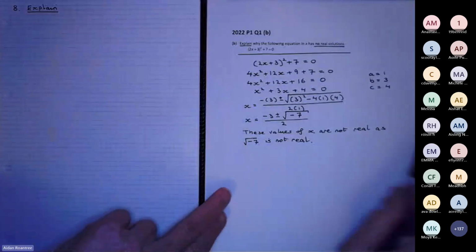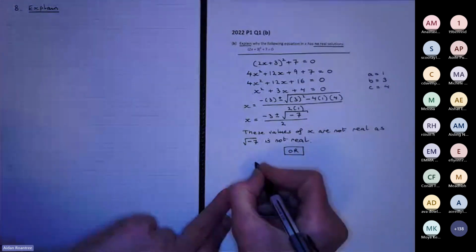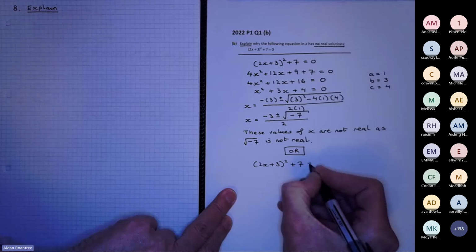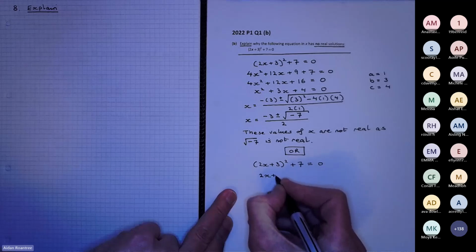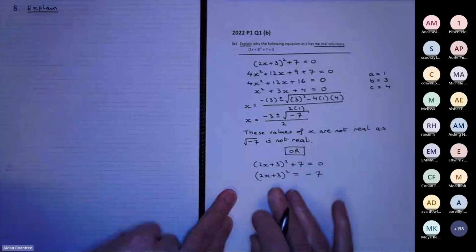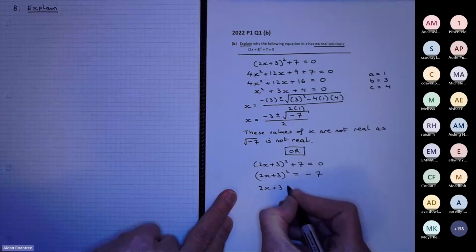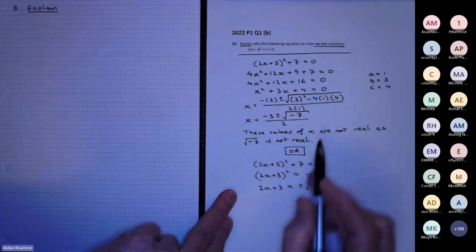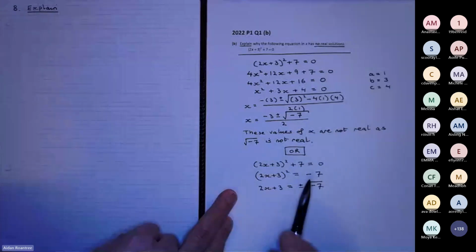Actually, interestingly, there was a shorter way of doing that question there. Okay, the shorter way was to say (2x + 3)² + 7 is equal to 0. And therefore, from that, (2x + 3)² is equal to -7. Now, if that's correct, well then 2x + 3 on its own will be equal to plus or minus the square root of -7. And then you could give the same explanation here. The values of x here cannot be real because the square root of -7 is not real. So it was an alternative way.